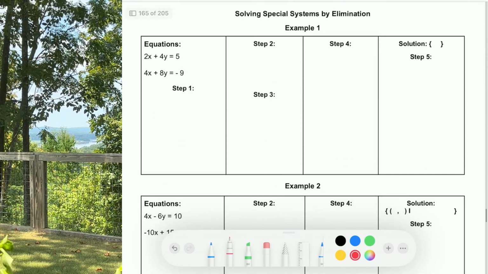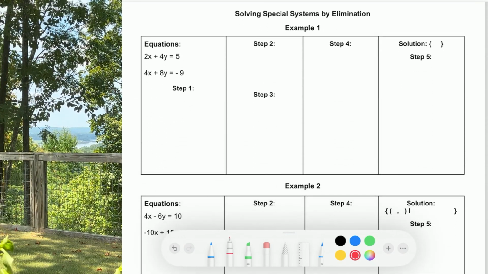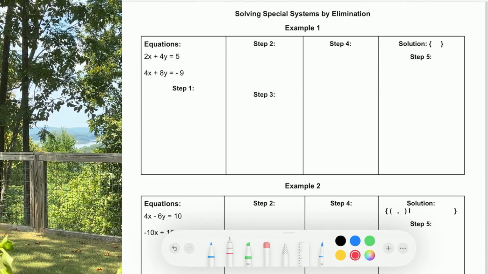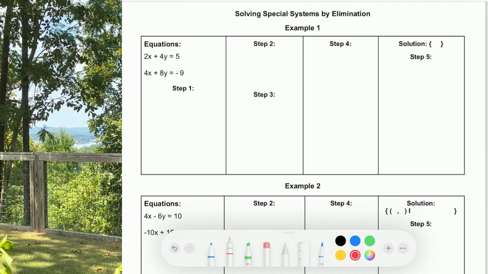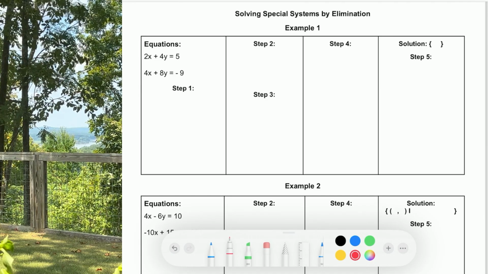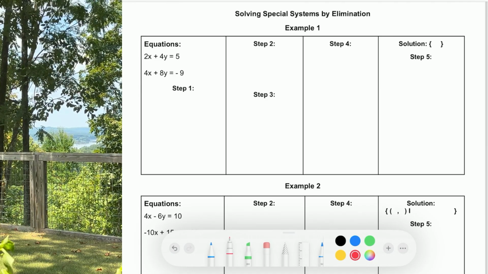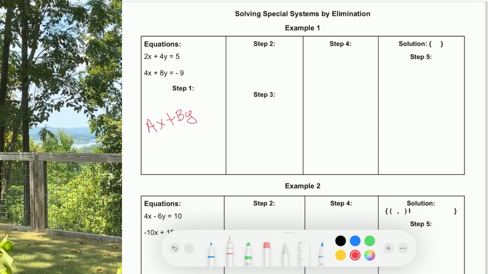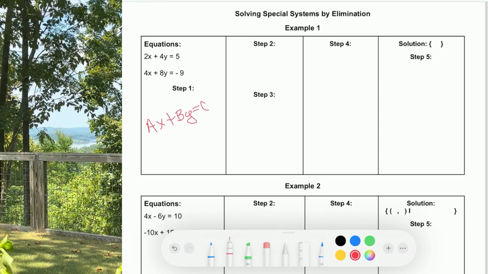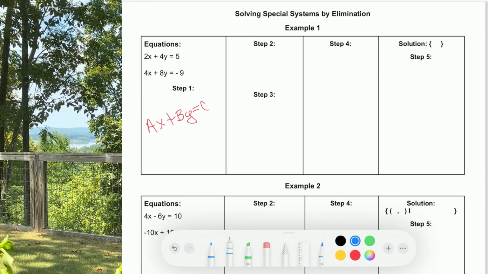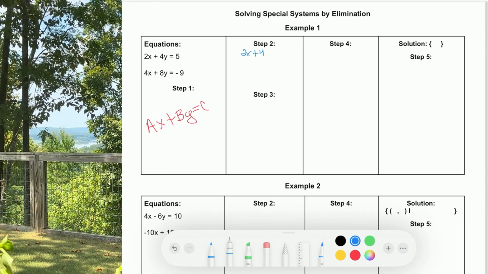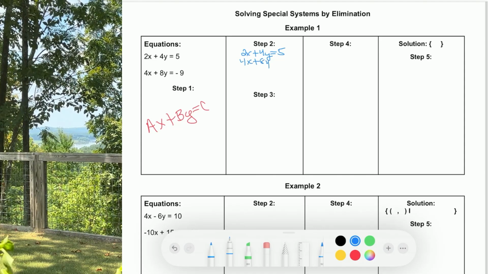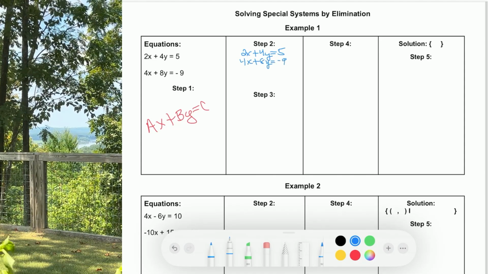All right, so solving special systems by elimination. These will be our last 2 examples for our new terminology. We have 2x plus 4y equals 5 and 4x plus 8y equals negative 9. They're already in the proper format, so we don't have to do that. So we're good there. I'm going to rewrite them over here. 2x plus 4y equals 5. 4x plus 8y equals negative 9.